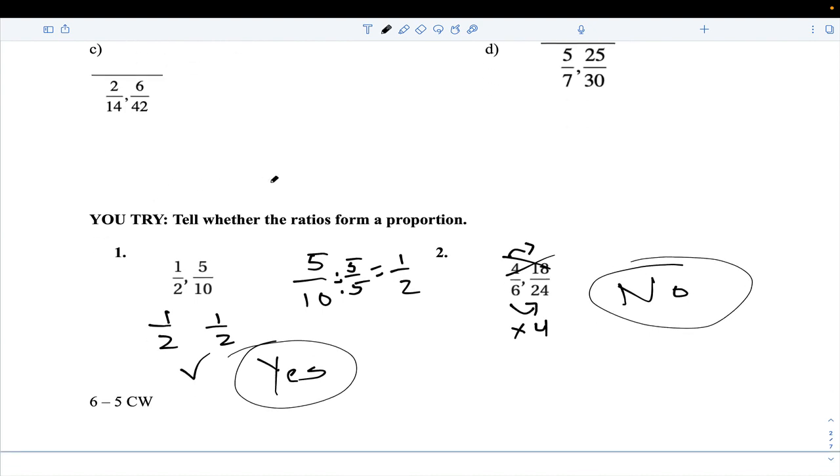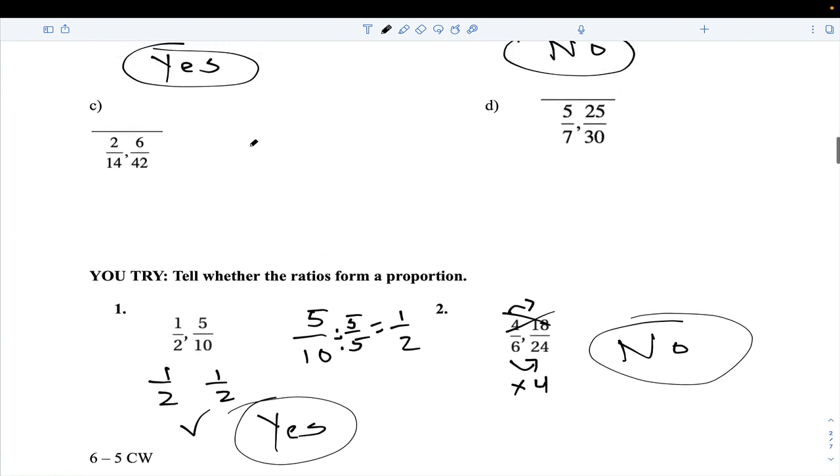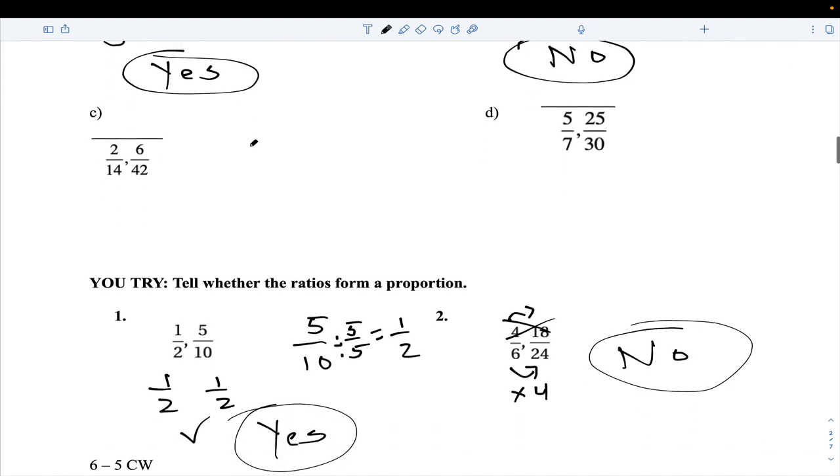Let's try C. This time I'm going to show you a semi-shortcut that isn't simplifying. Is 2/4 equal to 6/14? Let's jot it down. Instead of simplifying this one, if you don't like simplifying, this might be the tool you want to use for most of these problems.